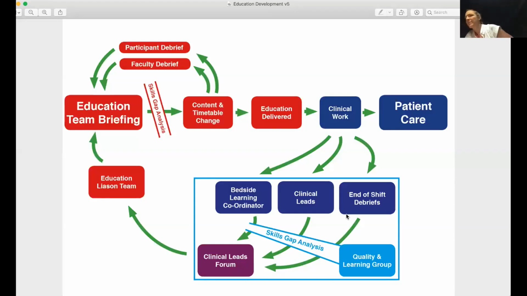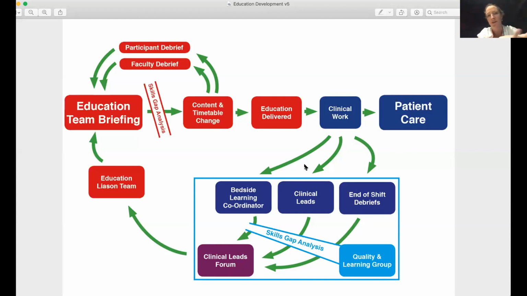Yeah, so here's a sort of picture of our model, really. This is what we've just developed in the last couple of days, which is why it's not in the slide sets, because we've just been trying to pull everything together. But you can really see we've got this continuum going from our education team briefings and developing the training through to patient care, but we were constantly going through these feedback loops.